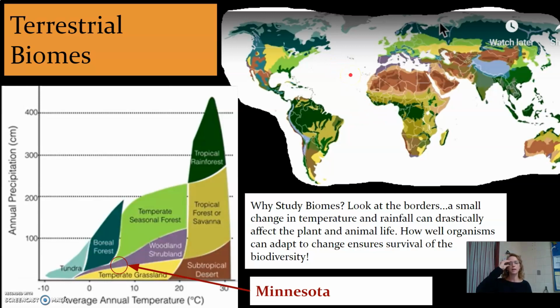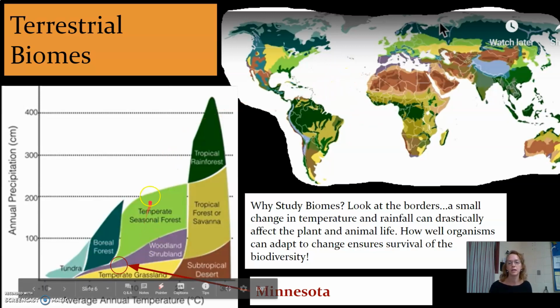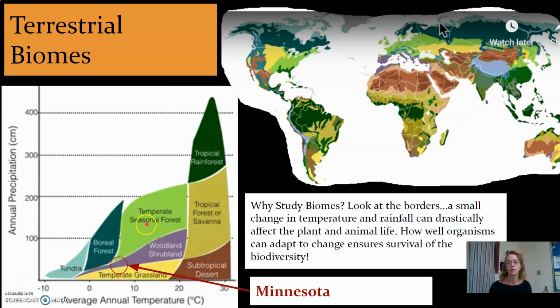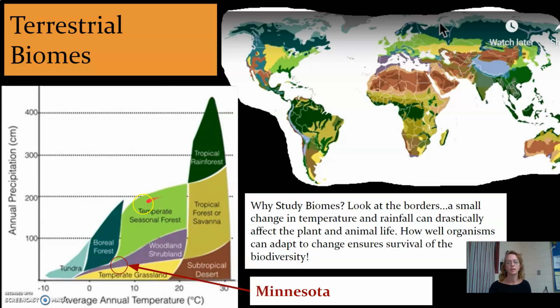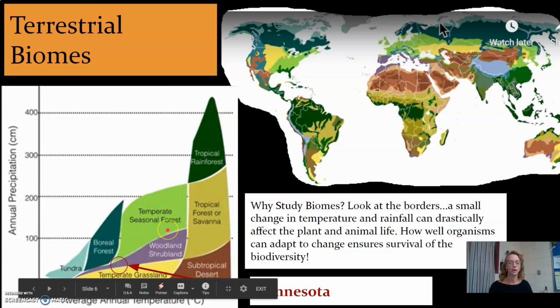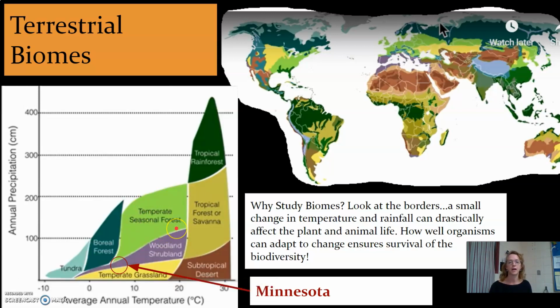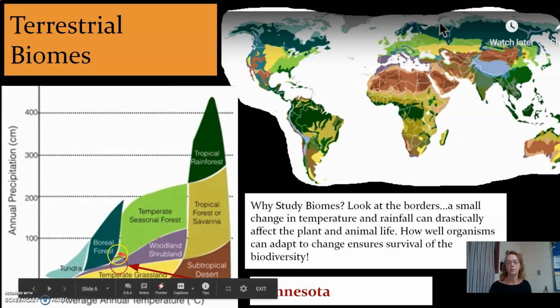So why do we study biomes? Because as our climate is changing, we know that certain organisms can survive, for example, in a temperate seasonal forest. Well, if we start changing that temperature, maybe it gets a little warmer, it gets a little colder there, or rainfall changes, we have a different biome where different organisms survive. So what happens to these organisms as our climate changes? So we need to understand in general what are the parameters of these biomes. Specifically in Minnesota, we are covering several biomes. We kind of fall on the graph right about here.